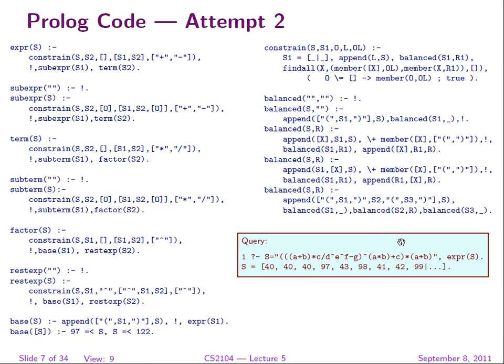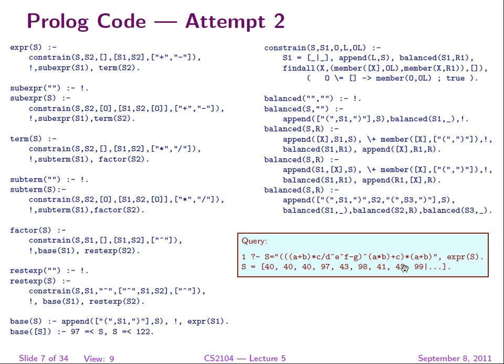So we can have a query like this. And, well, nothing big happens. It just succeeds. Right? On the previous program, it would go into an infinite loop, but now it just succeeds, and of course it fails for a wrong expression. Right? So if we have this kind of thing, you're going to get that S is the list of all the ASCII characters, and it just says true, which is not a very big thing.